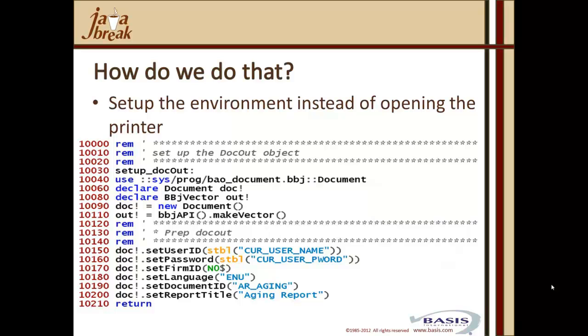Firstly, we needed to set up the environment instead of opening the printer. So here we have set up DarkArt. We have a use statement, a couple of declares. We instantiate a new object. We create a new vector. And then, of course, we pass username and password, firm number, language, the document ID, and the report title as our initial setup. So very straightforward. You'll find this sort of information from the DarkArt tutorial or the DarkArt object documentation.